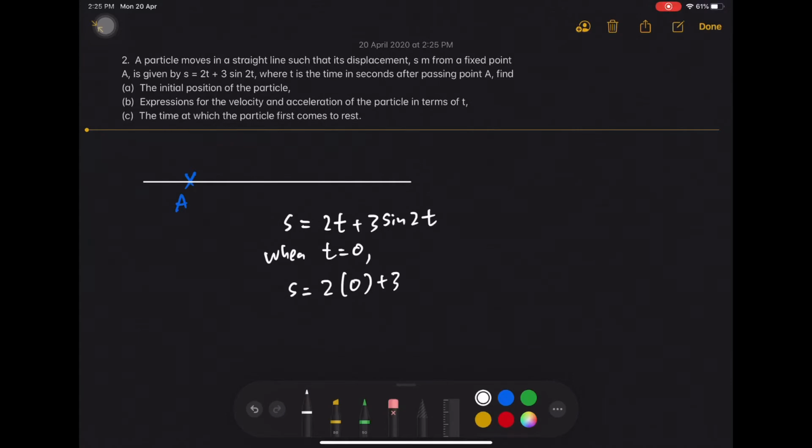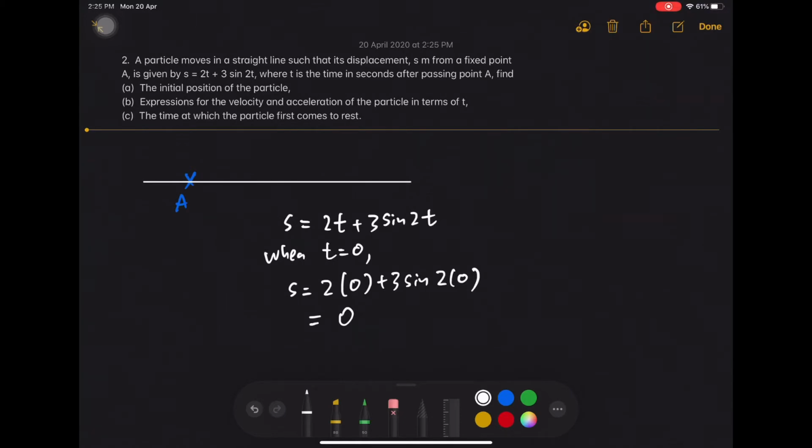So we'll get something like this. And you're going to press this in the calculator, you get 0. This means that the particle is initially at point A because displacement is 0. It's starting from point A. Okay, so that is for the first part of the question.